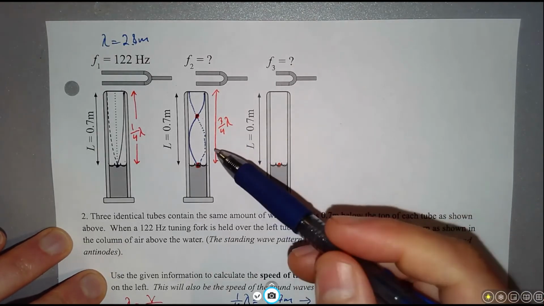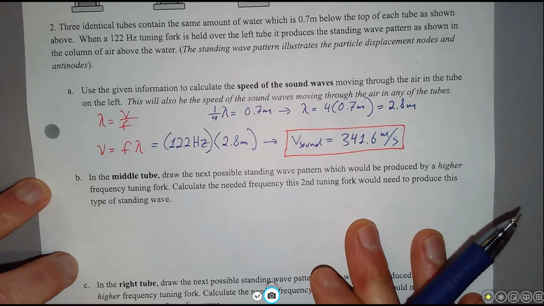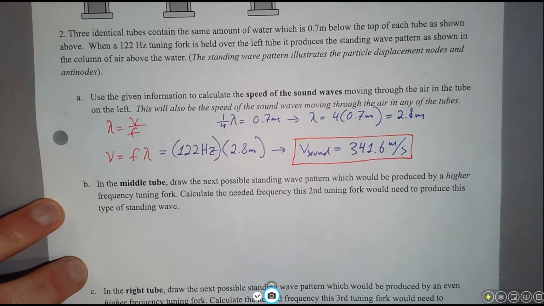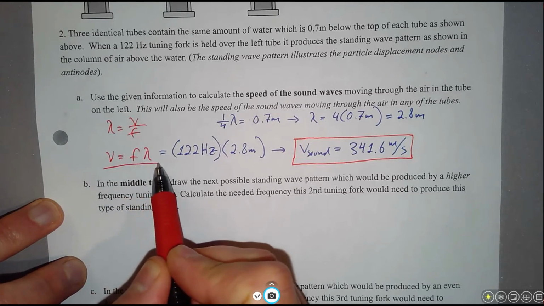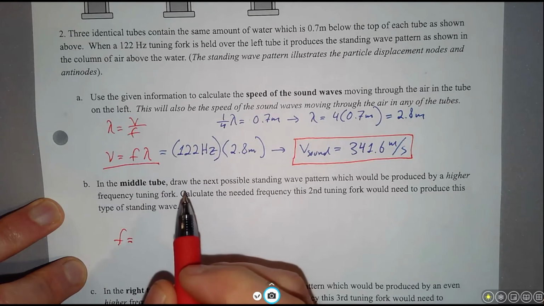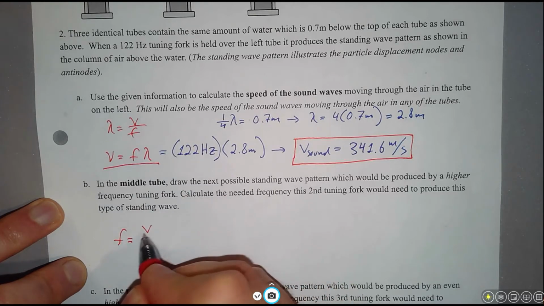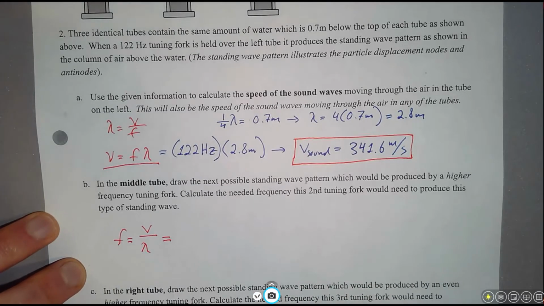Well, let's go down and figure out what that frequency is. So calculate that needed frequency. I'm just going to use this version of our wavelength and frequency equation and solve this for frequency by dividing each side by wavelength, and we get frequency is equal to velocity divided by wavelength, just to make this a little bit faster, simpler.